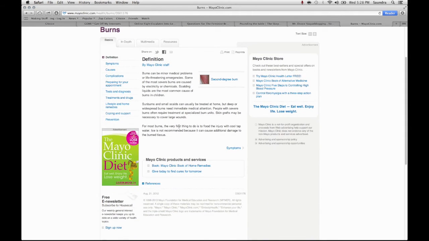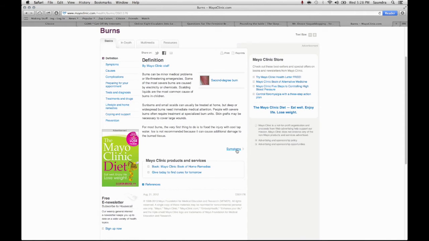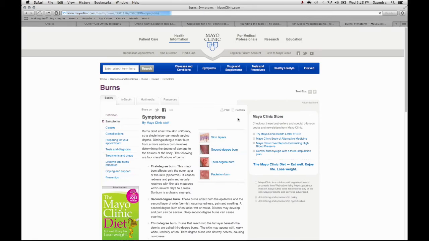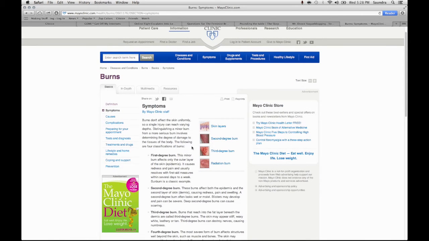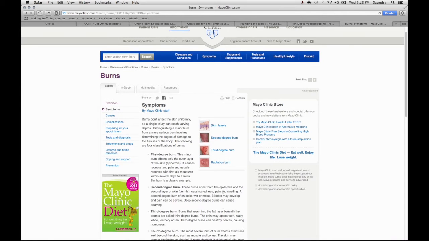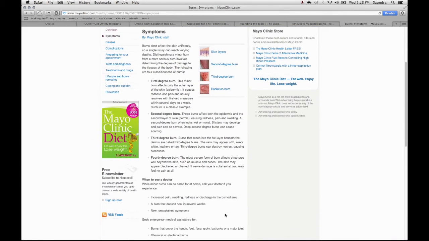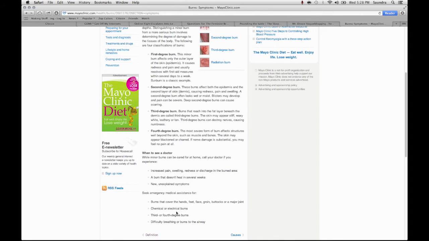Now, there are symptoms, and that'll tell you all the different degrees. See, there's different degrees of burns. Skin layer, second degree burn, third degree burn. Radiation burn? Yeah. What's that? There's all sorts of different kinds. Well, let's see. If you go down, there's causes on the next page.